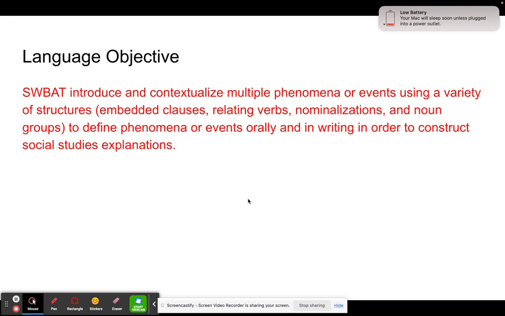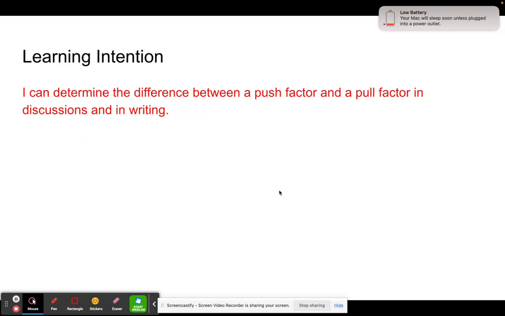And you are going to look at scenarios and determine if it's a push factor or a pull factor. Those are nominalizations. And your learning intention for this lesson is I can determine the difference between a push factor and a pull factor in discussions and in writing. So don't forget to write those things in your notes. Pause the video if you must, go back if you must, but get these in your notes.